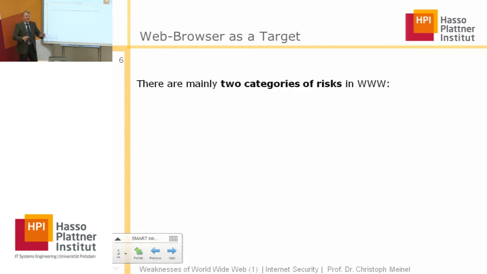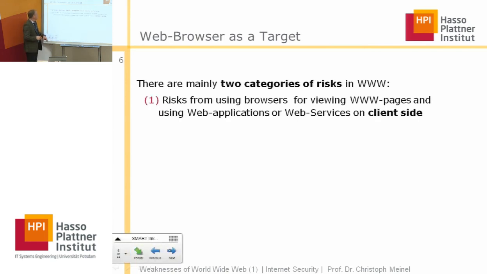So what we want to do in the lecture now is to look into more detail to understand the basics and why this, what are the problems that we get risk from this. If we look to risk in the World Wide Web, then we can distinguish mainly 2 categories. The first category comprises those risks that come from browsers by viewing web pages, by using web applications or web services on the client side. Risks on the client side, this is the one category.